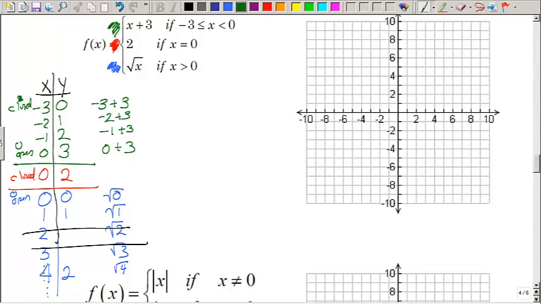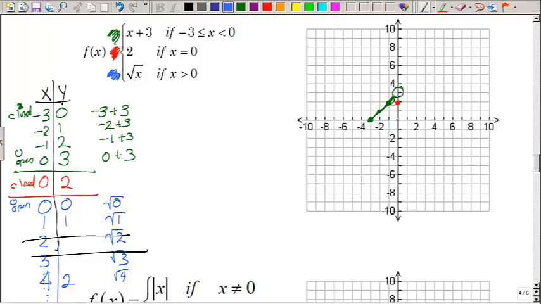On my first green piece, I'm going to plot -3, 0. It's a closed circle. -2, 1, -1, 2, and at 0, 3, I want an open circle. I made that nice and big just to make sure you could see that on the video. On the red piece, I have a point at 0, 2. That's a closed circle. And on my blue piece, I have an open circle at 0.